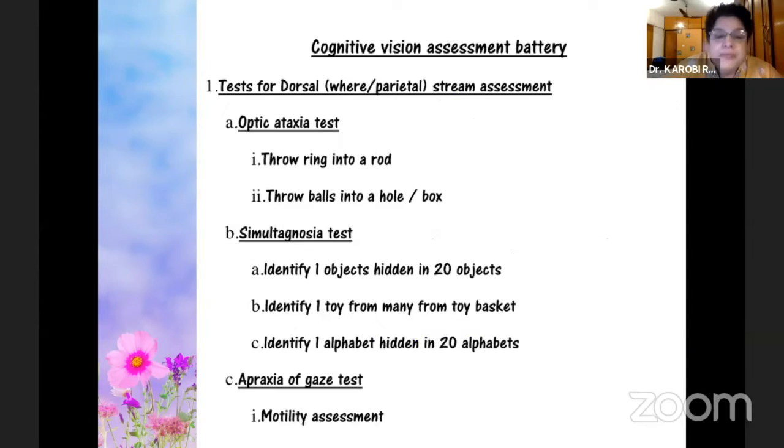So there is a battery of tests for cognitive vision assessment. That is, tests for dorsal stream function, which involve the optic ataxia test, where you ask them to throw a ring onto a rod or throw balls into a hole or a box.